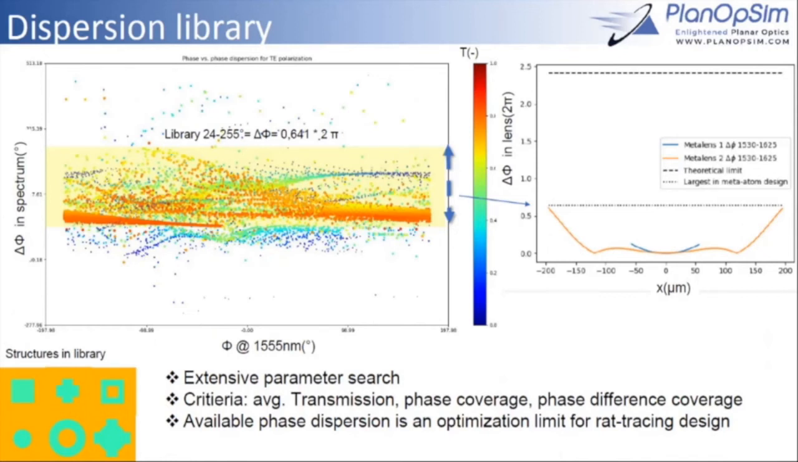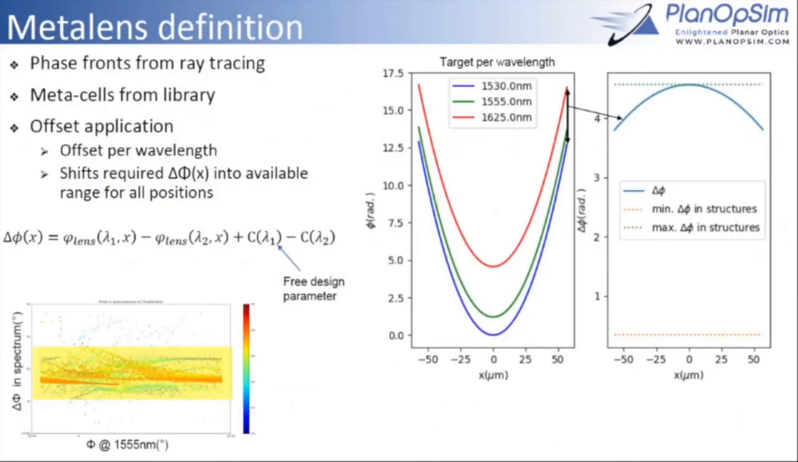But if we compare this band of dispersion to the requirements that were put on us from the ray tracing design, you see that all over the lens surface, for the small one, that's this blue line here, and the larger one, the orange one, we stay within this limit. So at least in theory, we can use this structure library in order to create lenses that meet their dispersion requirements. So that's what we get here.